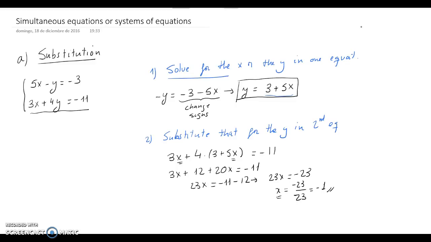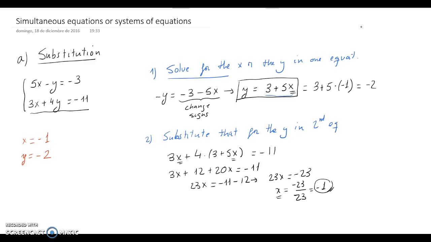Now I have to solve for the y. I already have this up here, so I only have to substitute this value in this little equation. The y is going to be 3 plus 5 times minus 1, because this x is minus 1. So this is 3 minus 5, that is going to be minus 2. So I already have my two solutions for the x and the y. The x is minus 1, and the y is minus 2.